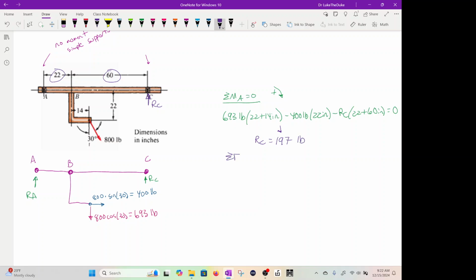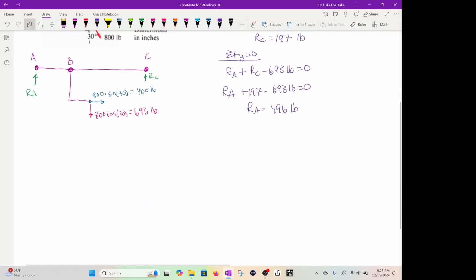And now if we sum the forces in y and set it equal to 0, you have RA plus RC minus 693 pounds equals 0. RA plus 197 minus 693 pounds equals 0. RA now is 496 pounds. All right, so we found the reactions. Now we can do the shear and moment diagram.